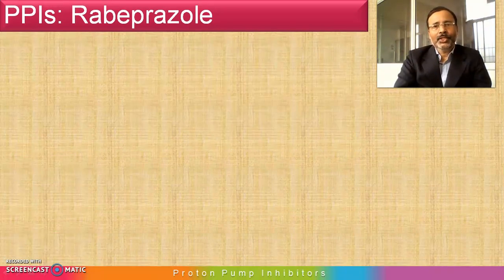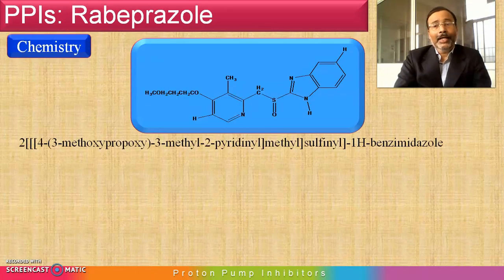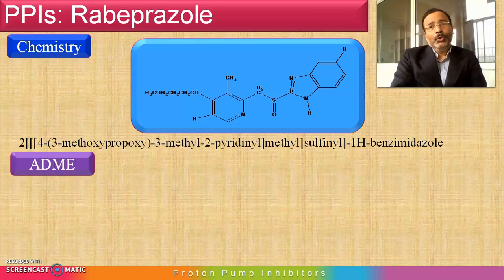Now check out the chemistry and structure. So this is the structure of rabeprazole. Again, it's a benzimidazole derivative. Now check out the ADME. Rabeprazole sodium is formulated as an enteric-coated or delayed release tablet. Why is it so? Because it should safely cross through the stomach in intact form. That's why it is formulated as an enteric-coated tablet or a delayed release tablet. When we consider its metabolites, it shows thioether and sulfone as primary metabolites.